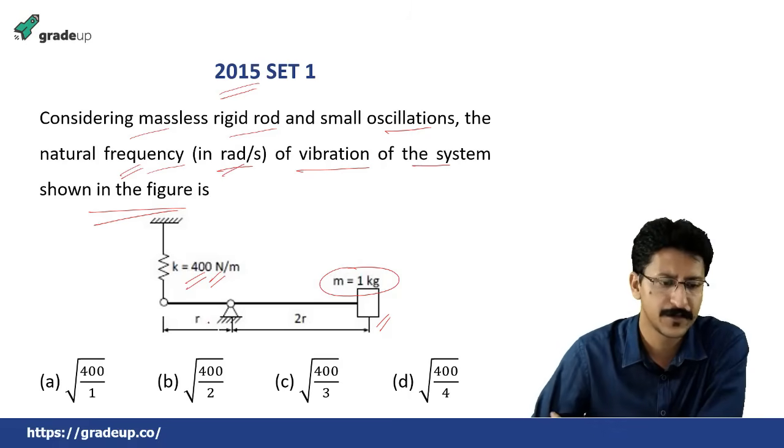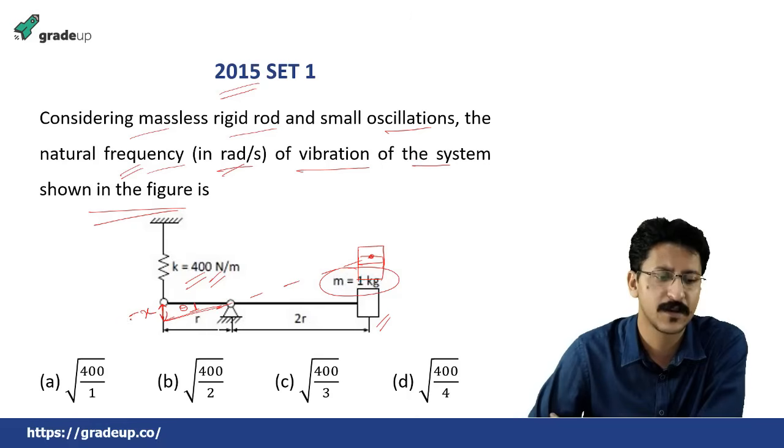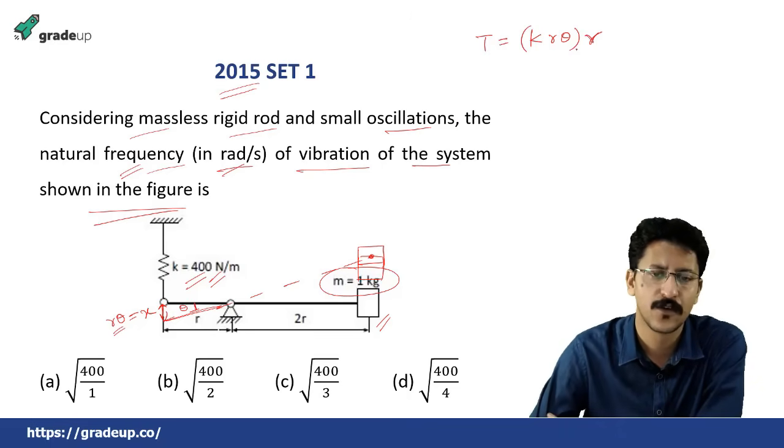So how do we do it? What we do is give a small deflection to this spring like this, and this mass moves like this, and let us say this is x. We give a small disturbance, that is theta, and this is r. So x becomes equal to r theta. The force is k into r theta, and this force into r becomes the torque, the restoring torque.